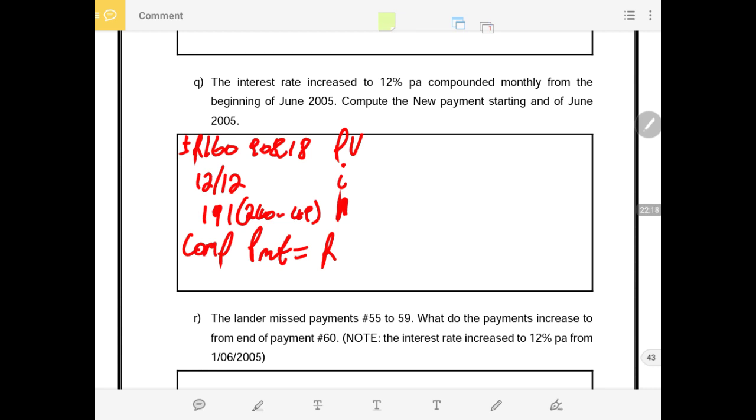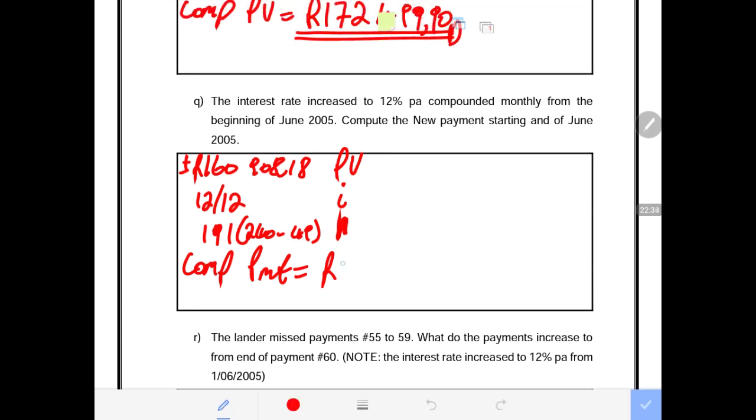160,908 rand 18 cents plus minus is our present value. 12 divided by 12 is our interest. 191 is our N. Then we compute PMT. PMT amounts to 1,891 rand 91 cents. We can see that our payments from payment number 50 will increase to 1,891.91 because of this increase in the interest rate.